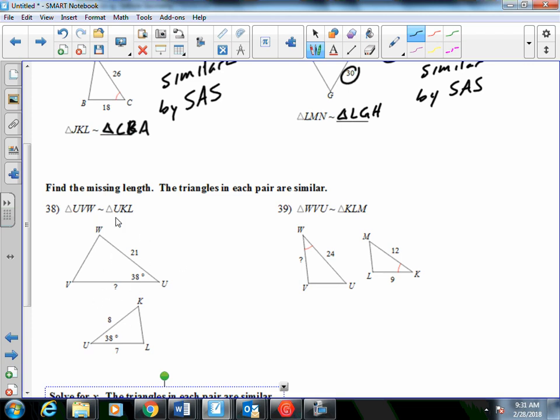Which is kind of hard to tell by the way these triangles are set up. So one easy way you can always do it is by the name, because the corresponding parts should match up in the naming. So UV goes with UK. So UV matches up with UK, right? Because they're both the first two letters of the two names. So UV and UK. So that means that our question mark is matching up with the 8, right? So 8 over the question mark would equal 7 over 21.